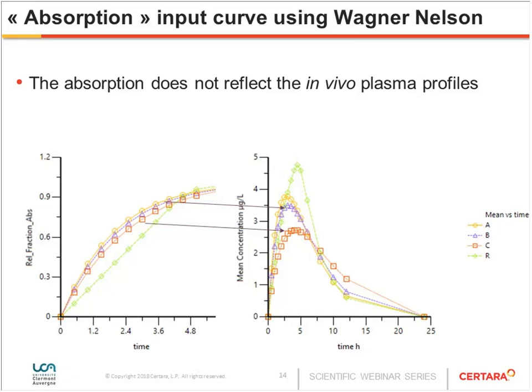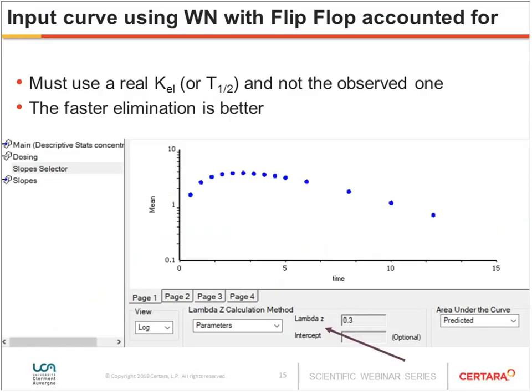How to deal with that? As I told you, you may have to work, in this case, with the fitting estimation. That's on the Wagner Nelson. So, this is the way to solve it. When you want to take into account the flip-flop, you must use the real elimination rate constant and not what you observe. So that means not that was overestimated in case of very slow elimination rate.